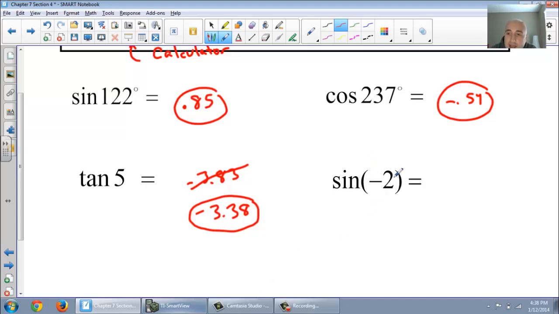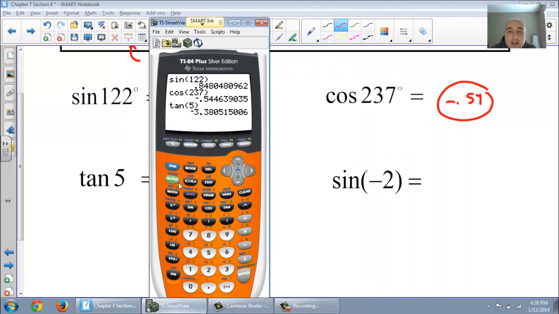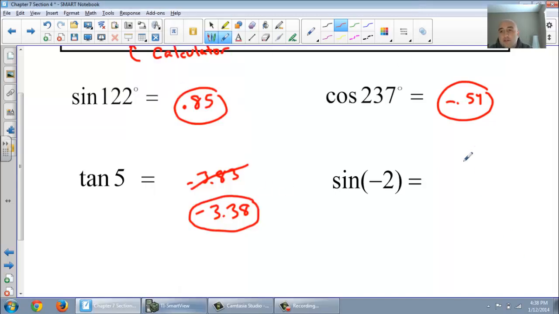The second one now is sine of negative 2. Don't get confused. It does not have a degree symbol, so we're still in radians. So this one says sine of negative 2 radians. The answer is negative 0.91.